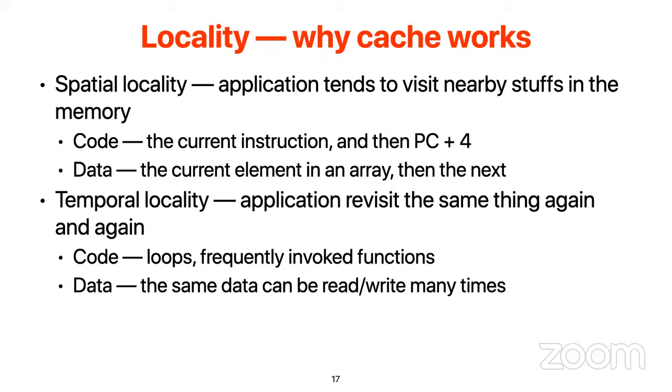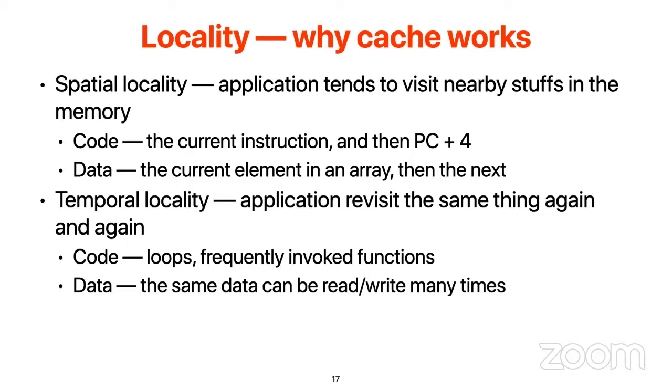And the answer is that we have locality. Most of the time, your application only works on very small pieces of code and data. So think about spatial locality. If you are not encountering any branch, then by default you are moving just to the next instruction. And for data, if you have a data structure like an array, then most of the time you are moving to the next element. So that's spatial locality, right?